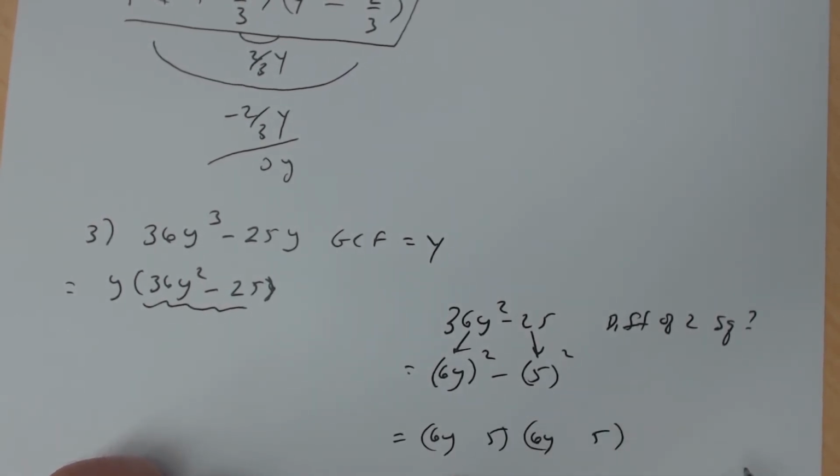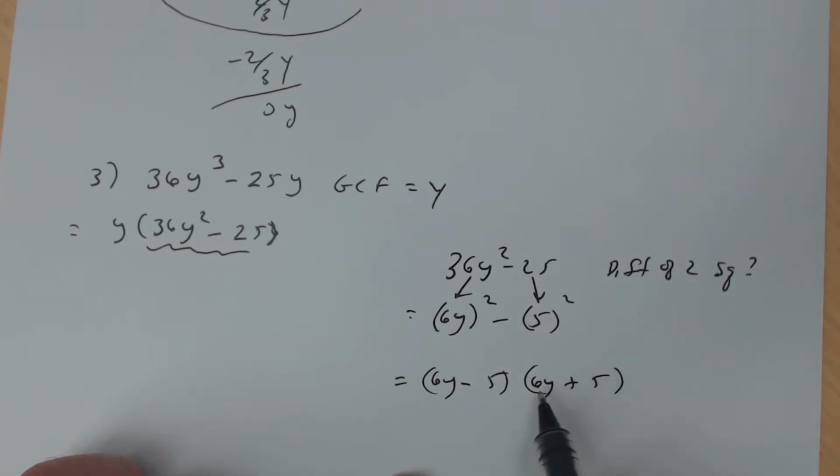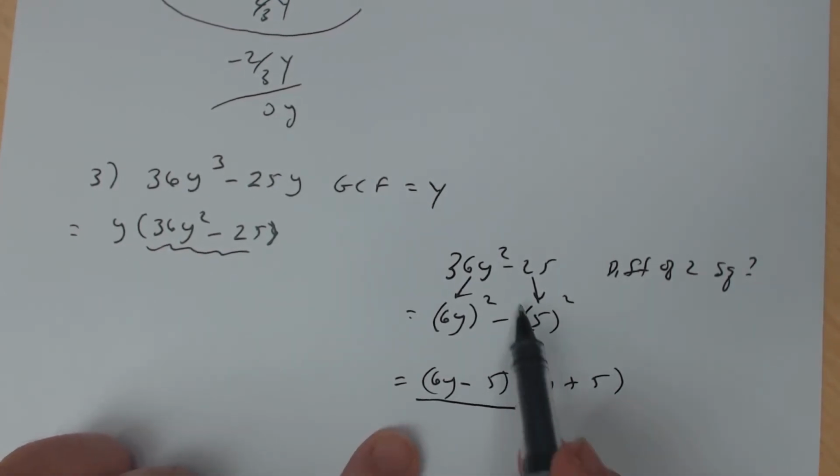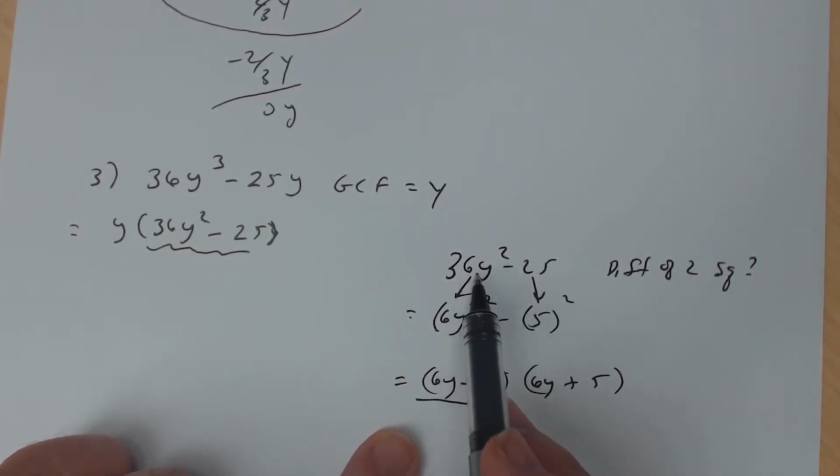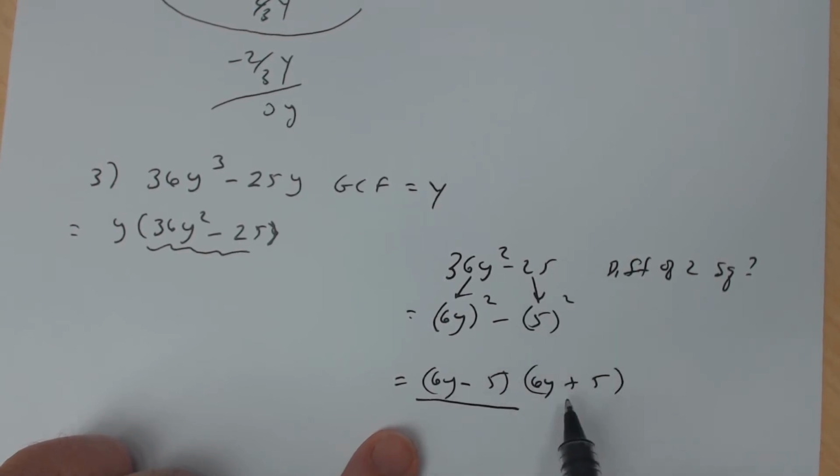Notice the middle term is 0y. So I need one to be a negative and one to be a positive, or a positive and negative, it does not matter. And there's your answer. So 36y squared minus 25 is this.